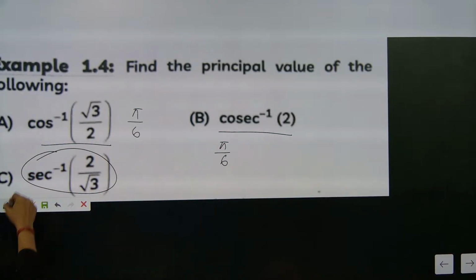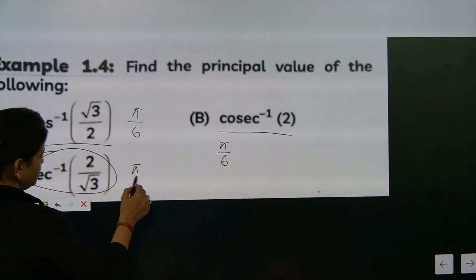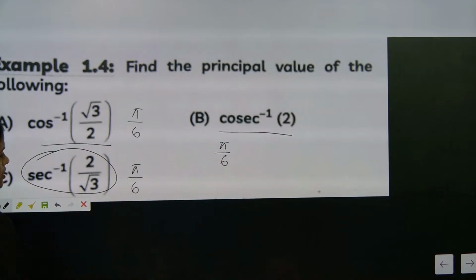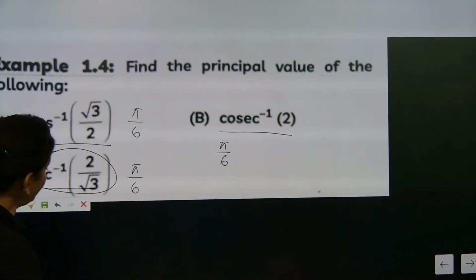And here secant inverse 2 by root 3 is coming. So this is coming as pi by 6. So when this type of question comes, we will be able to solve directly by just substituting the values.